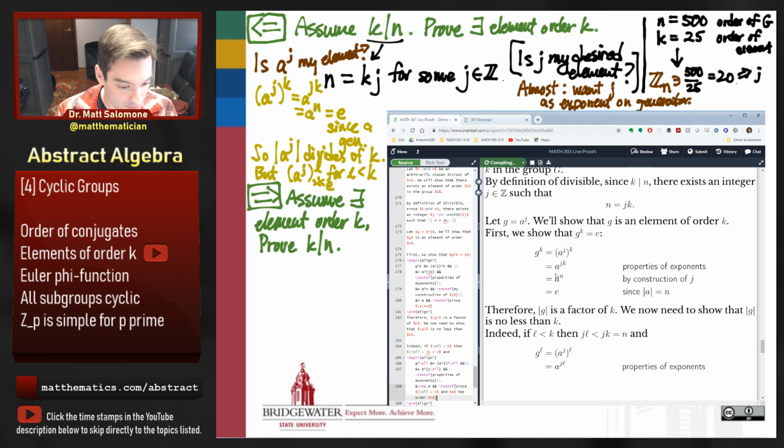All right, let's see if this actually is persuasive the way that I'm thinking that it is. So if I take a smaller power than the kth power of g, then the lth power of g is the jlth power of a, but jl is less than n. And so what I have is a power of a which is less than the nth power of a. And since the order of a is n, that means that no lesser power than the nth power of a is equal to the identity. Therefore, a to the jlth power is not the identity. So g to the lth power is not equal to the identity.